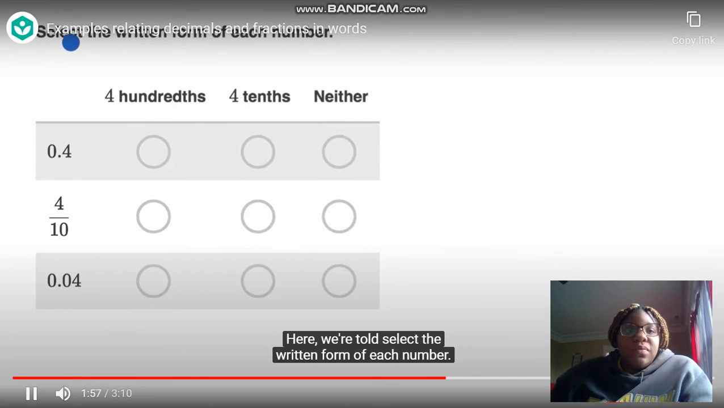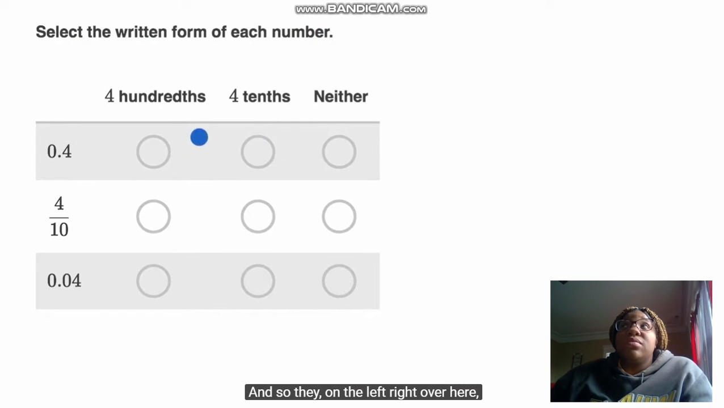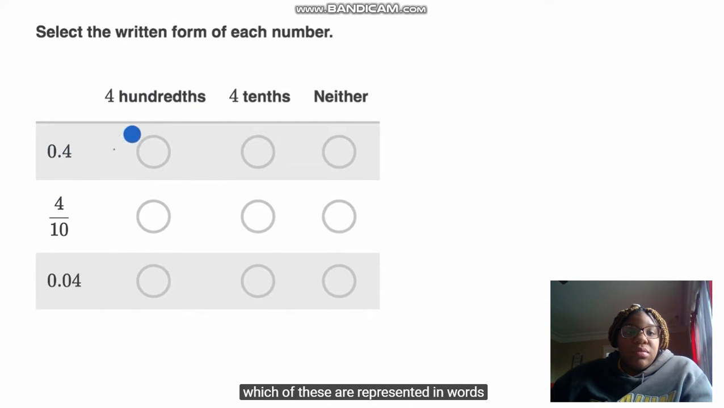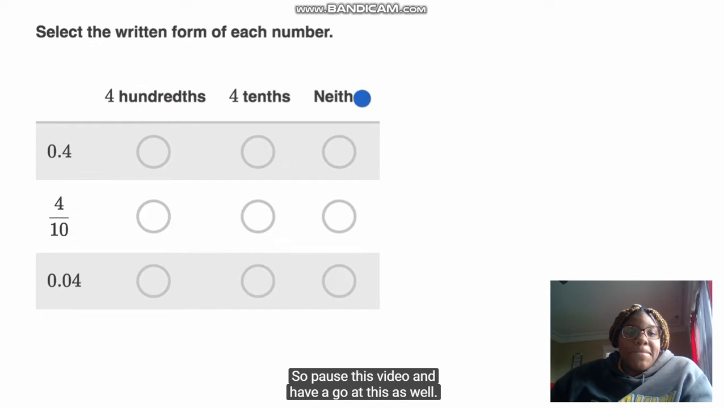Here we're told to select the written form of each number. And so on the left, right over here, you have different representations. Here we have things written as a decimal, a fraction, another decimal. And then we want to say, which of these are represented in words or a combination of numbers and words up here? So pause this video and have a go at this as well.